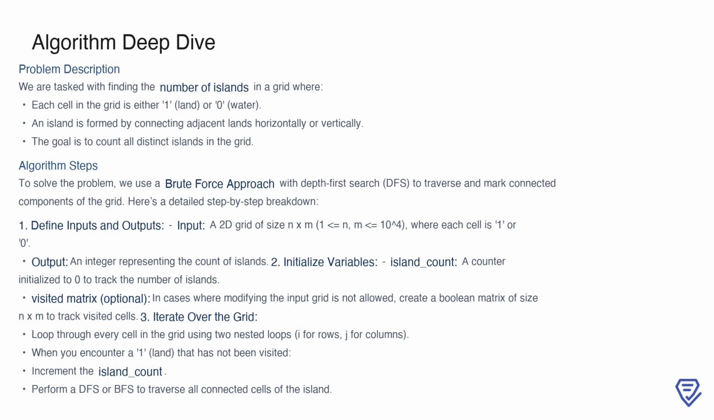Next, we initialize some variables. We'll use an island_count variable, starting at 0, to keep track of the number of islands we find. Additionally, if the grid cannot be modified, we can use a separate visited matrix to track which cells have already been processed. Once our variables are set up, we iterate over the entire grid using 2 nested loops. For each cell, if it contains 1 and hasn't been visited yet, we increment the island count and perform a depth-first search to explore the entire island connected to that cell.